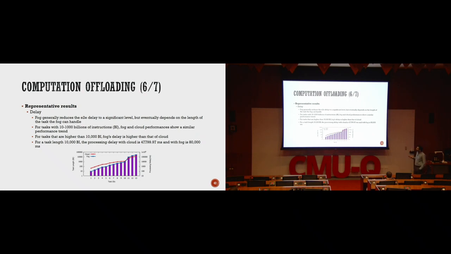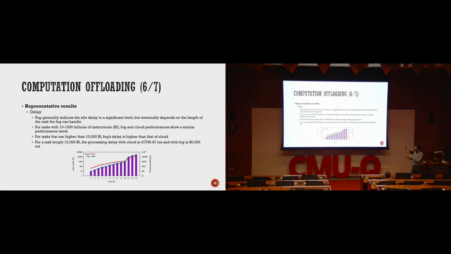There is one point where cloud and fog intersect each other, and actually cloud overtakes fog in terms of delay performance. So this shows that it depends on the task length, it depends on the capacity of your middleware entity, and it depends on your priorities, whether it's a privacy-sensitive application, whether it's a localized application. You really need a fog for that.